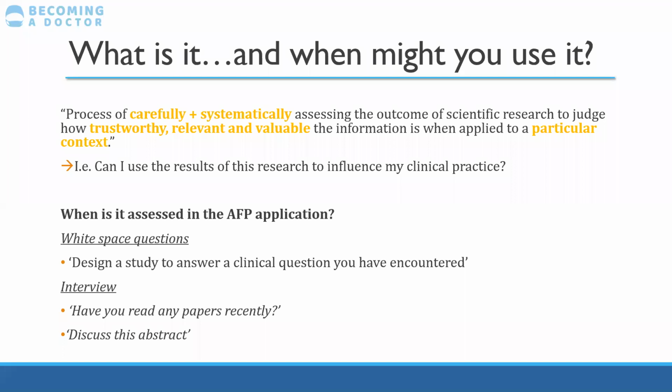So critical appraisal in itself is just the process by which you systematically go through a piece of research, whether that be a whole paper or just an abstract, and you're judging how valuable that information is when applied to a clinical context. So basically you're asking yourself the question, can I use the results of this research to influence my clinical practice? Is it safe to use the results in order to treat patients?